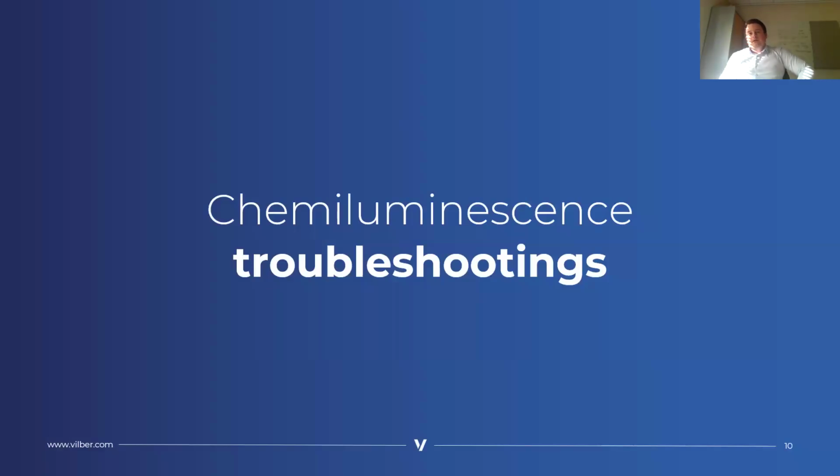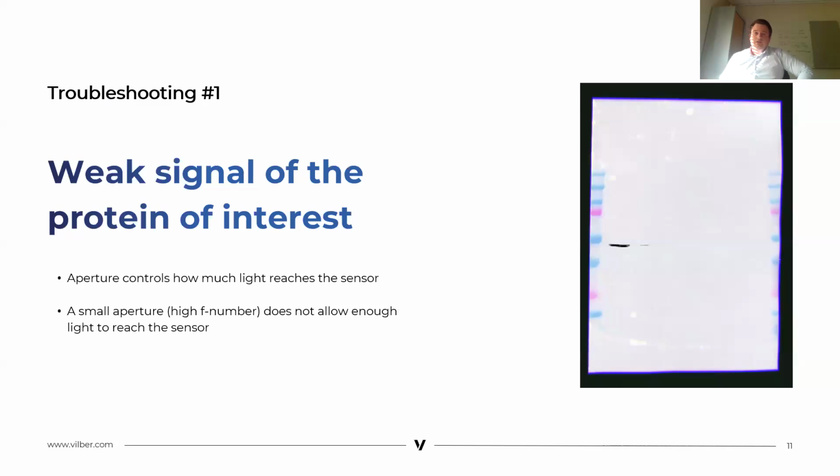Now we will move to chemiluminescence troubleshooting. The first troubleshooting is the weak signal of the protein of interest. The aperture of your camera controls how much light reaches the camera sensor, and a small aperture corresponds to a high F number. For example, a number close to 1 or 0.95 is a high F number.